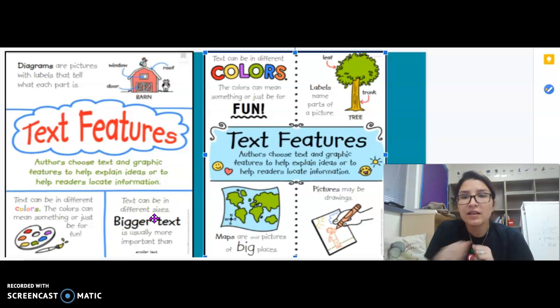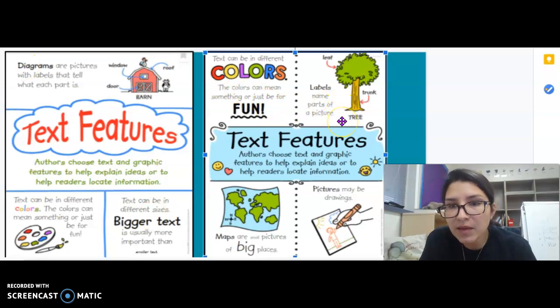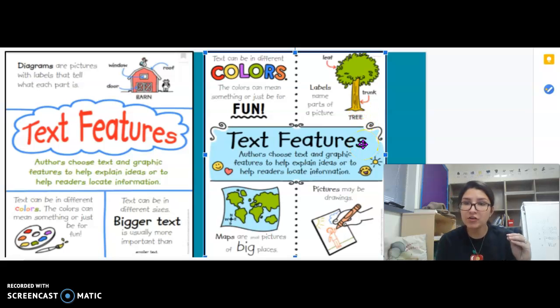Okay? Let's go over here to labels. Labels name parts of a picture. So here's the picture and here are the labels: leaf, trunk. So remember, diagram is the picture and labels. Labels are just the words. Okay? So next one is this right here.